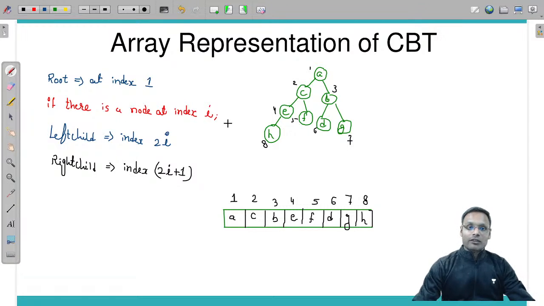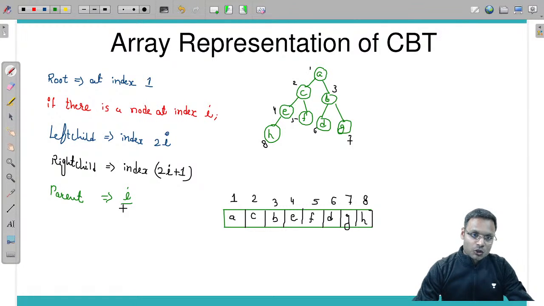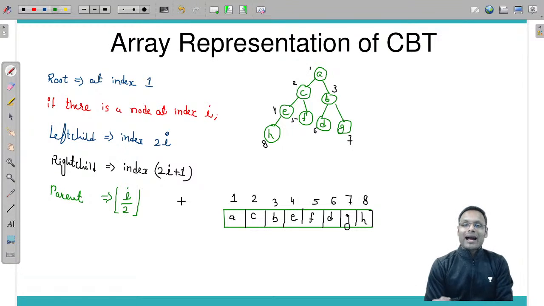If there is a node at index i, its left child is at 2i, and its right child is at 2i+1. Can you let me know where its parent is stored? Parent of index 4 is stored on 2. Parent of index 5 is stored on 2. So the parent will be stored at floor of i by 2. 5 by 2 is 2.5, and the floor value of 2.5 is 2.